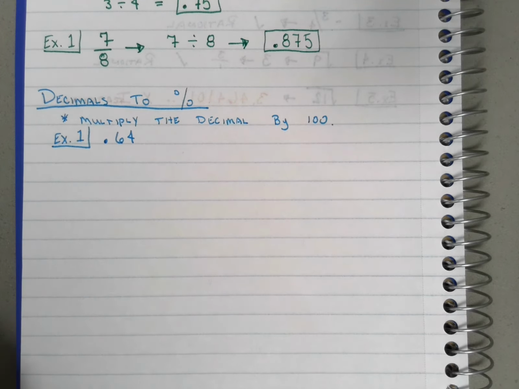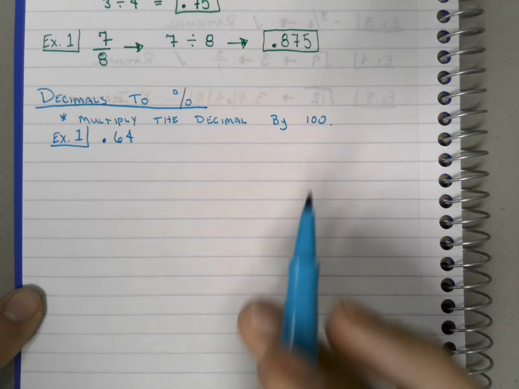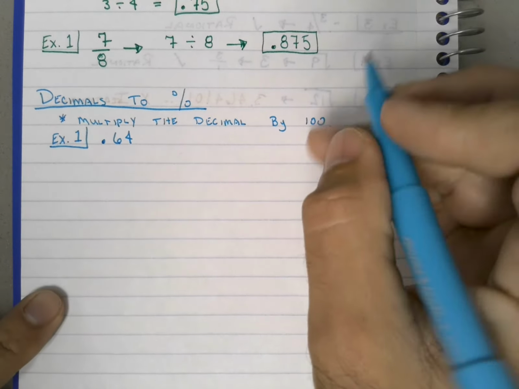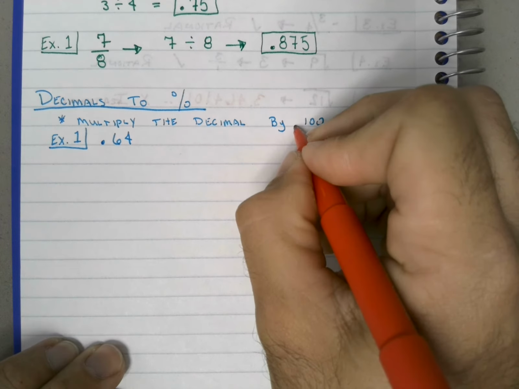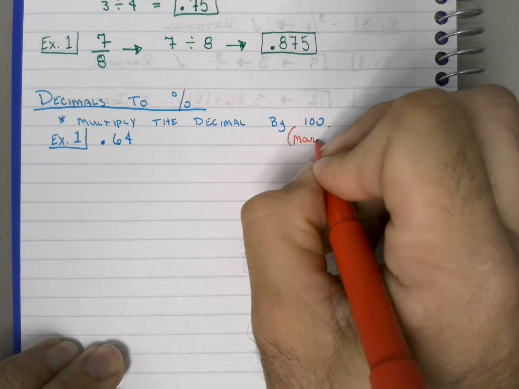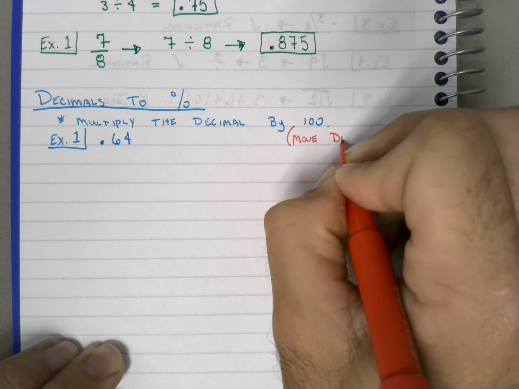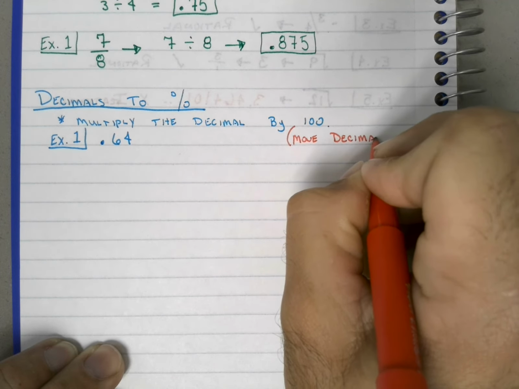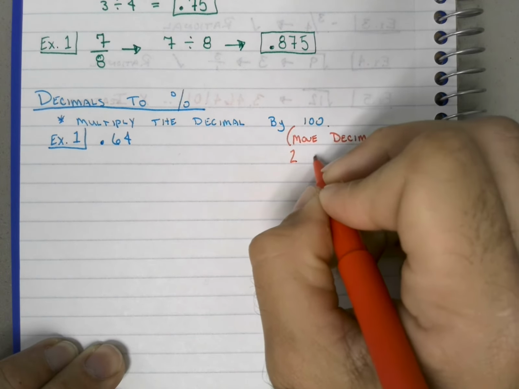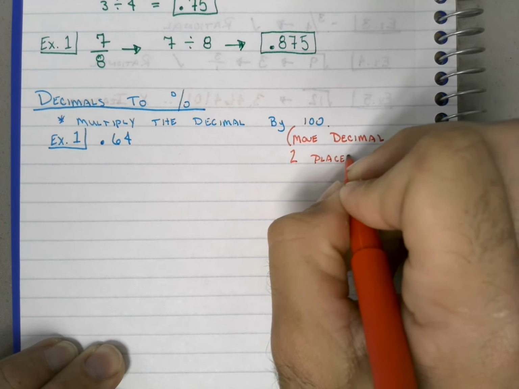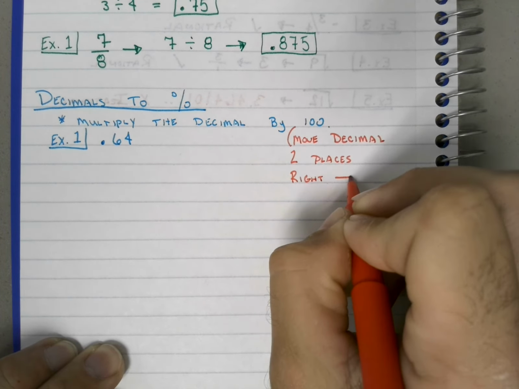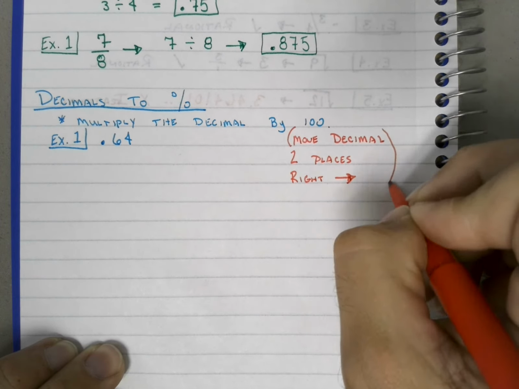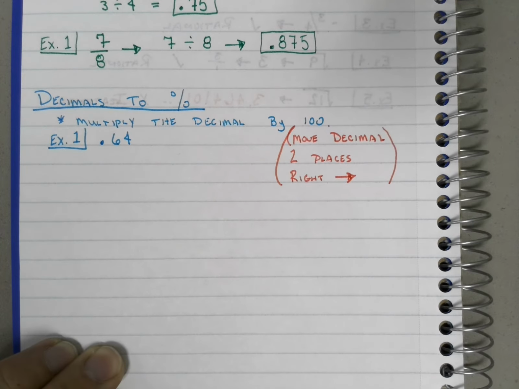Now you can multiply by 100, and when you multiply by 100, all that does is move my decimal 2 places to the right. So you multiply by 100, that basically means move the decimal 2 places right, and that is this direction. Okay, that's all we're doing.